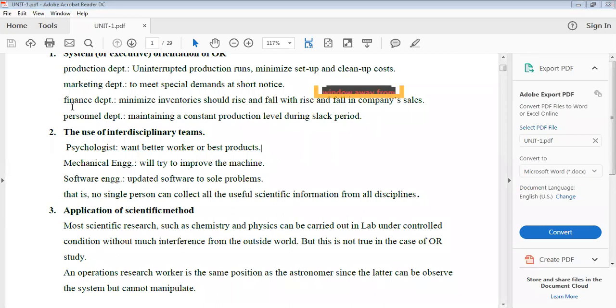Okay, this is psychologist, mechanical engineering, software engineering. These are the interdisciplinary teams that will work to give a better product or to improve the number of components or number of products in the particular system. So this is next, application of scientific method.